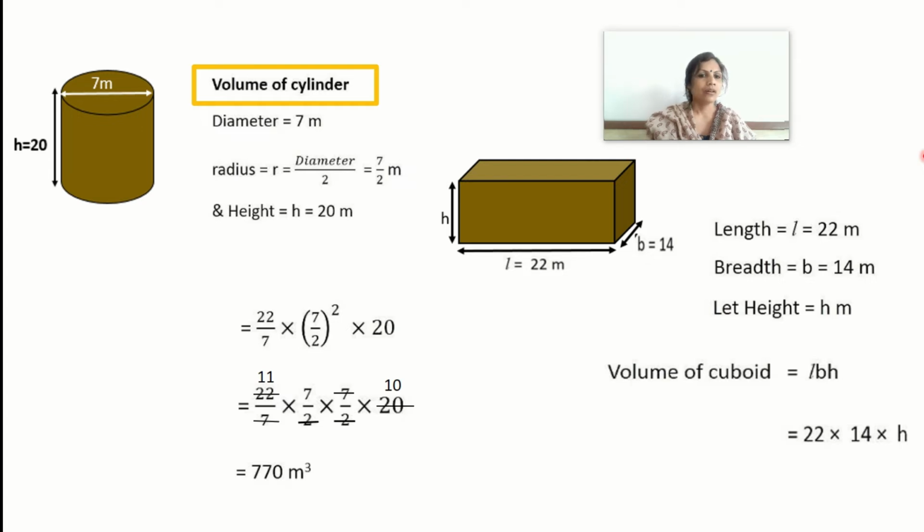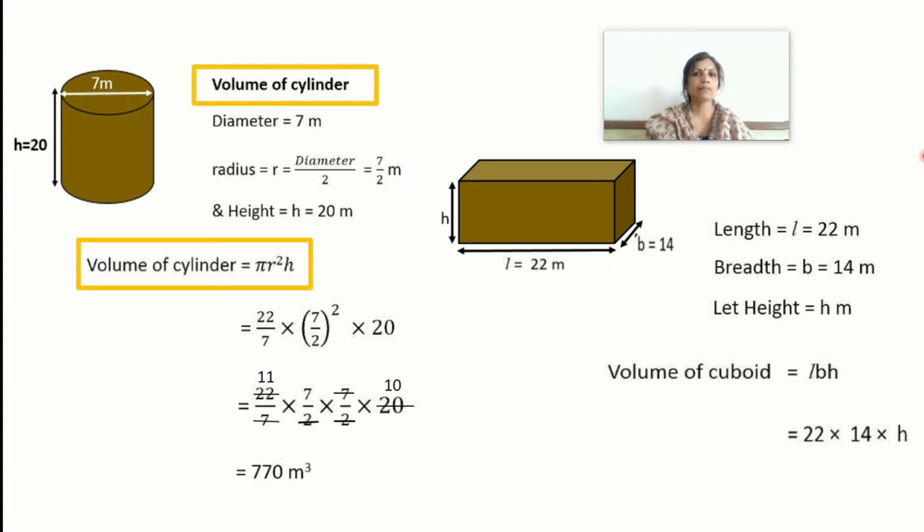So I know you can recollect the formula now. Volume of cylinder is pi r square h. Let us substitute the values into the formula. So 22 by 7 into 7 upon 2 the whole square into 20. Let's simplify this. 22 by 7 into 7 upon 2 into 7 upon 2 into 20.